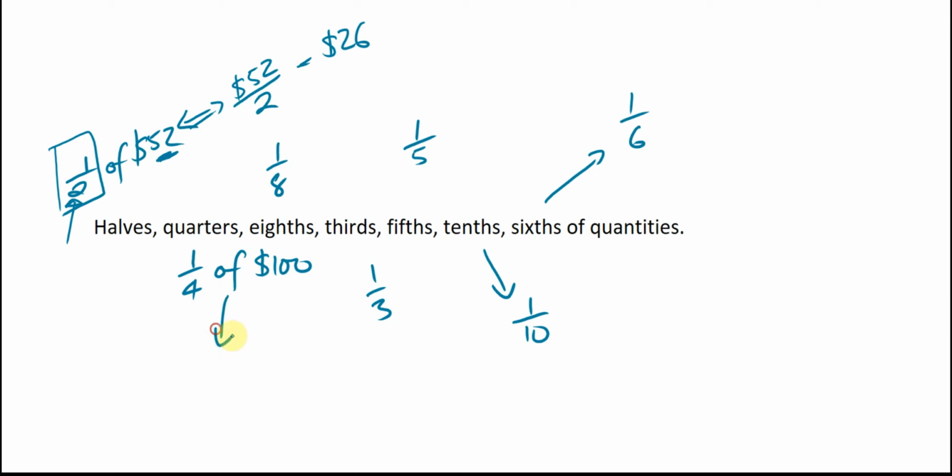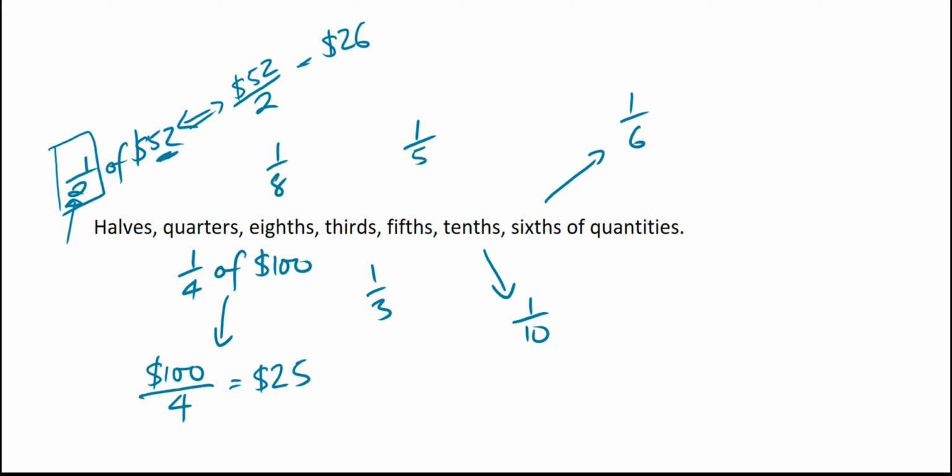So let's have a look at this one here. 1/4 of $100 can be rewritten, or is the same as $100 divided by 4. Okay, which is $25. So 1/4 of $100 is $25.